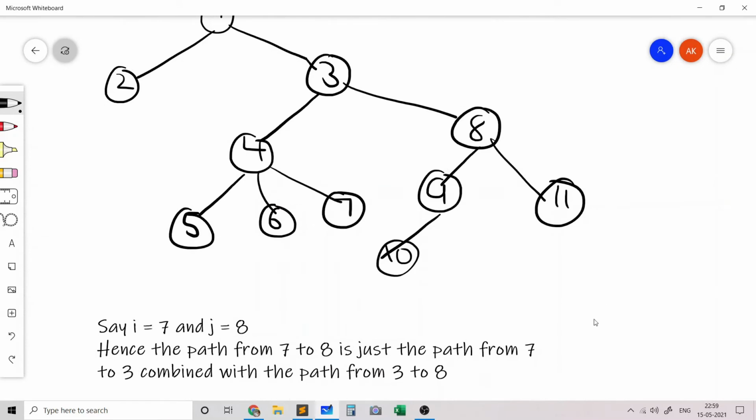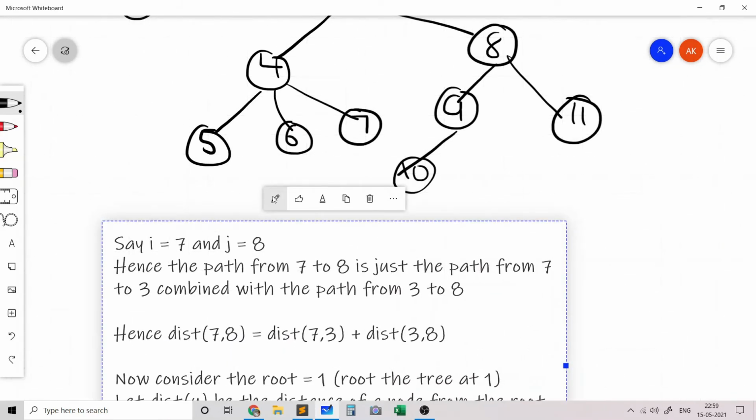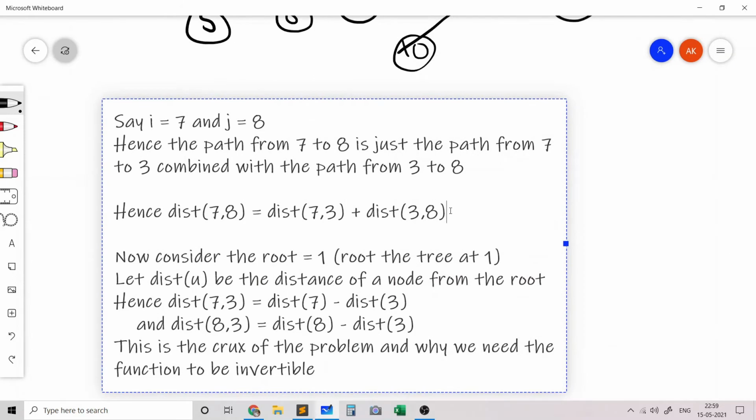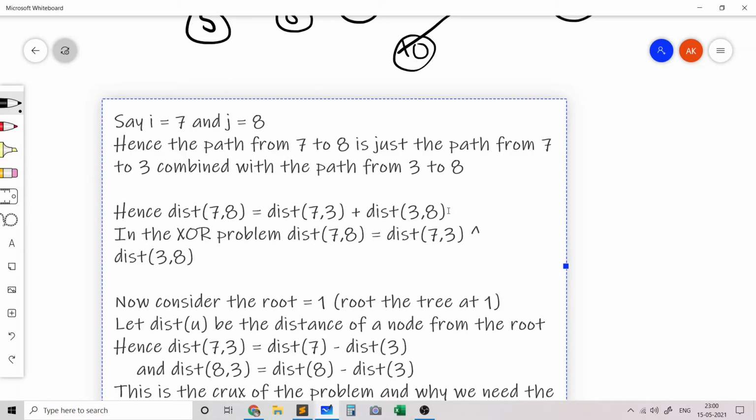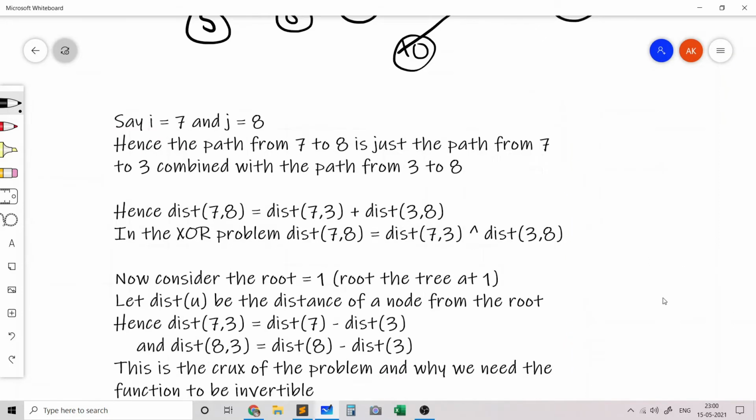In the XOR problem, distance of i to j would be, so let's just make a note of this, in the XOR problem, distance of 7 to 8 would be distance of 7 to 3 XOR with distance of 3 to 8. In this problem, it's just the sum. In the XOR problem, it would be the XOR.